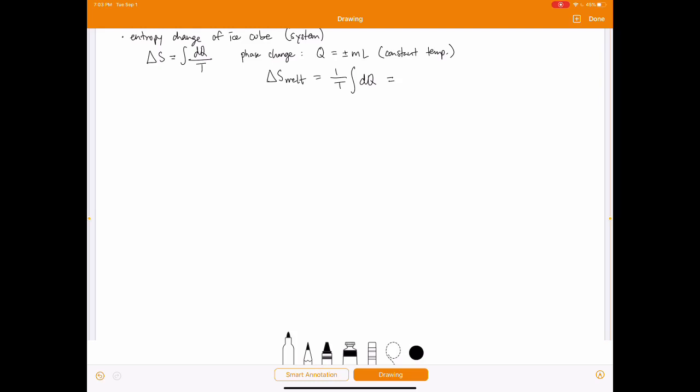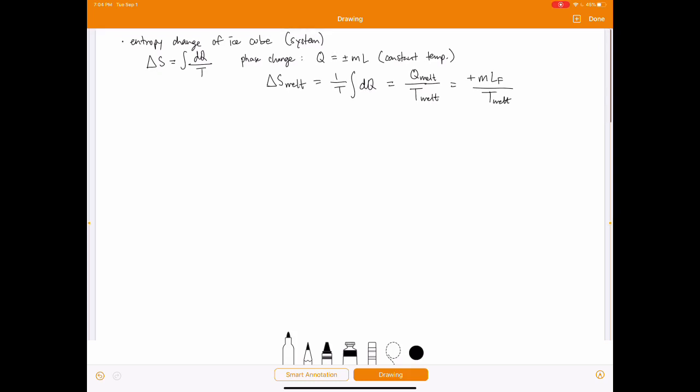And when we integrate dQ, we just get the total heat for the process of melting, and we're dividing that by the temperature. So in particular, let's say this is Q melt divided by T melt, the temperature at which ice melts. And the heat on top of this is plus m times L_F. We're choosing the positive sign because heat has to flow into the ice cube in order to melt it, so it will be positive. And we'll divide by the melting point of ice.